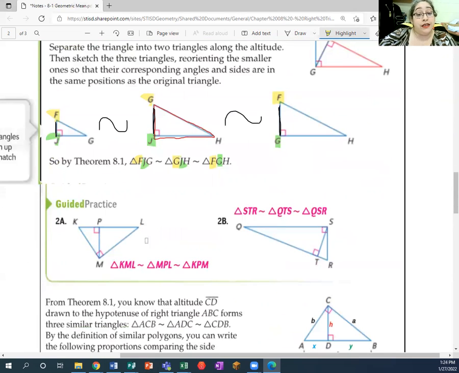That's how these guided practices were done. I'll give you a moment to read those. And when you go into your skill practice, that's how you'll write your similarity statements.